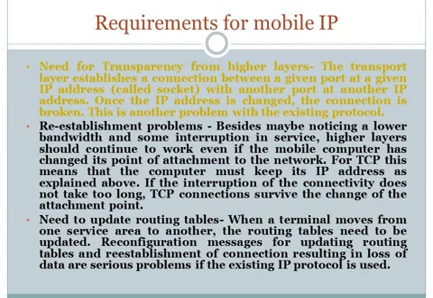And the next point is the need for transparency from higher layers. Because network layer and transport layer are very closely tied to each other. Network layer has IP addresses, transport layer has port numbers. So every time the IP address is changed, we have to change the port numbers also. And if we change the IP addresses and the port numbers, it will result in disconnection.